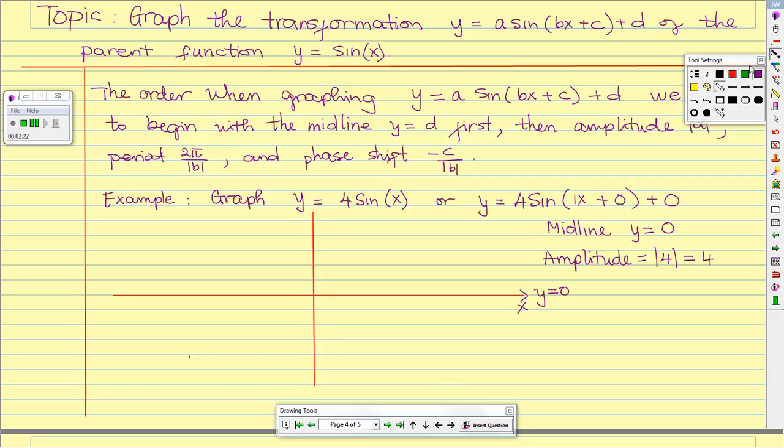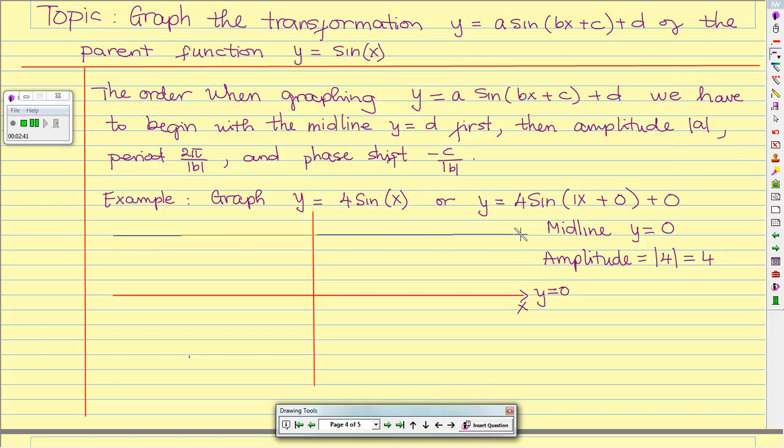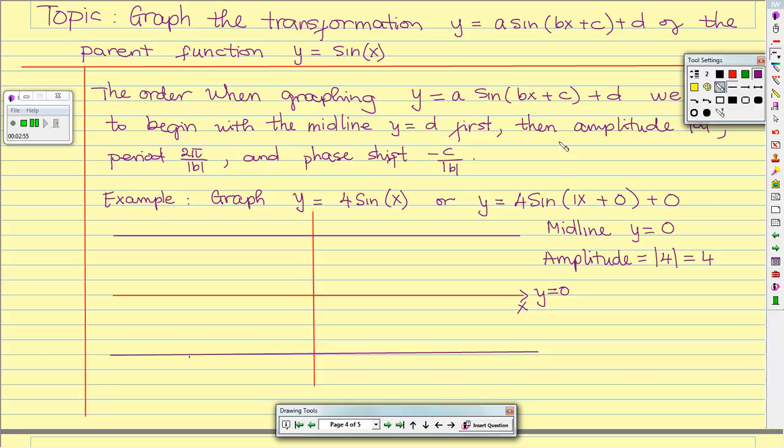How can I draw those two lines? I will begin with the amplitude. From my midline, go up 4 units: 1, 2, 3, 4. So this will be my y maximum, 4. And from my midline, I will count 4 units down: 1, 2, 3, 4. So again, these are my amplitude. Therefore, this is the y maximum, and this is the y minimum.